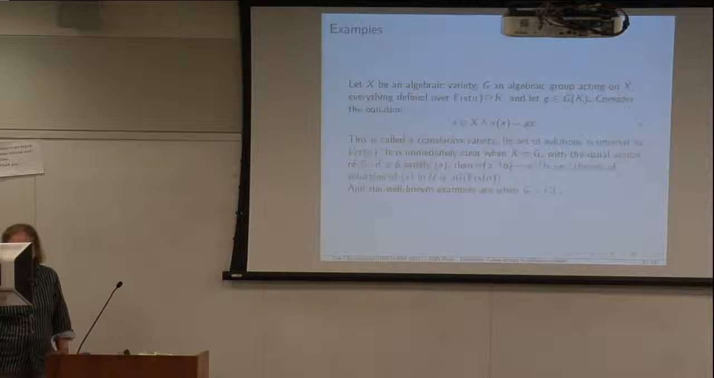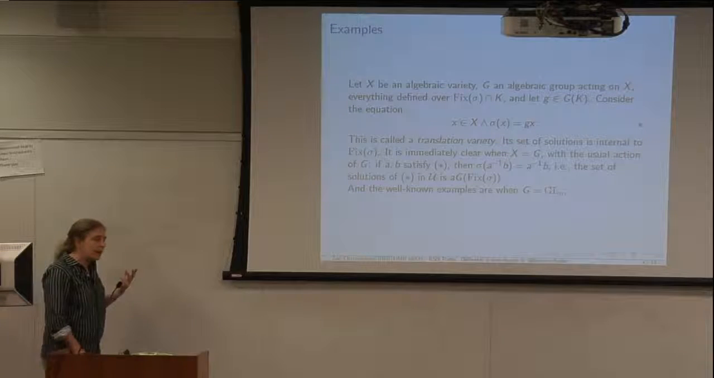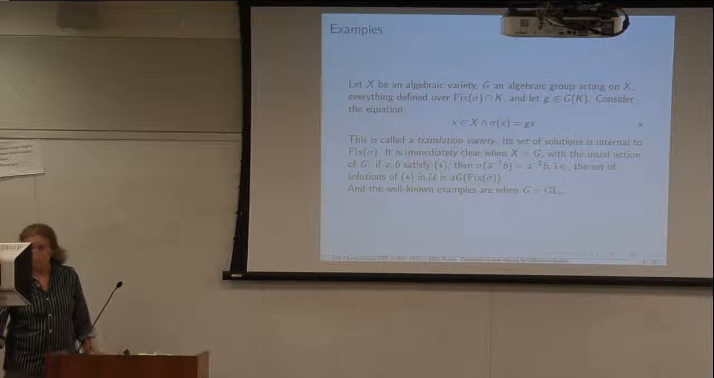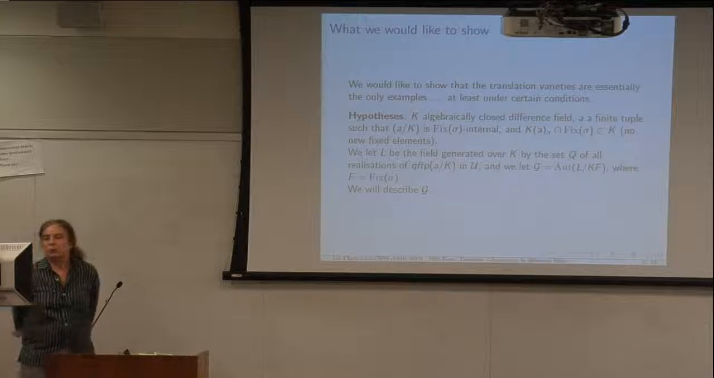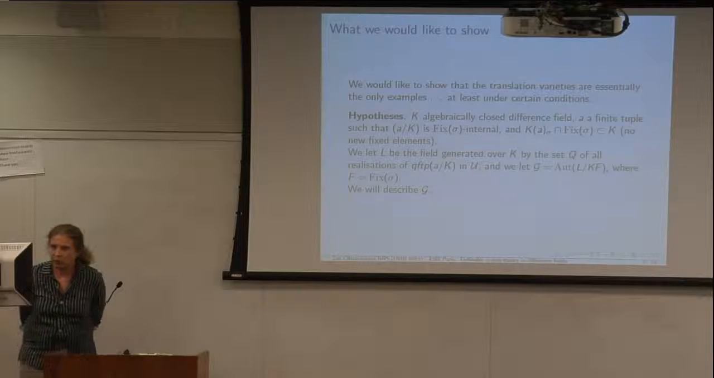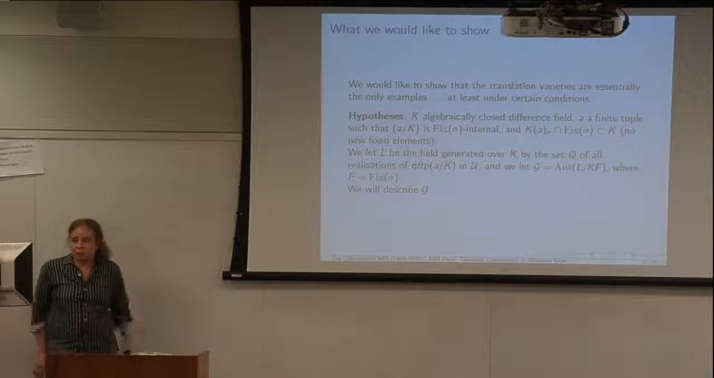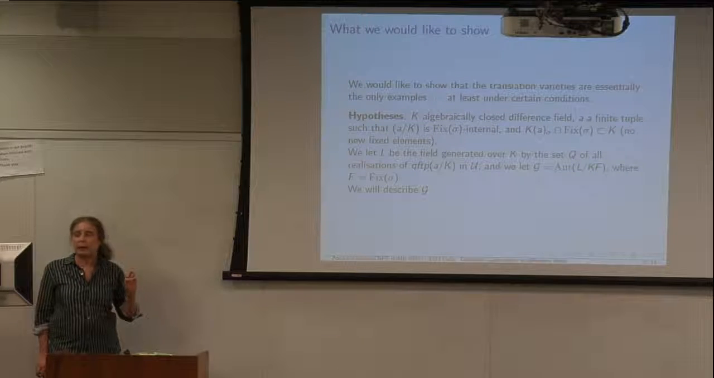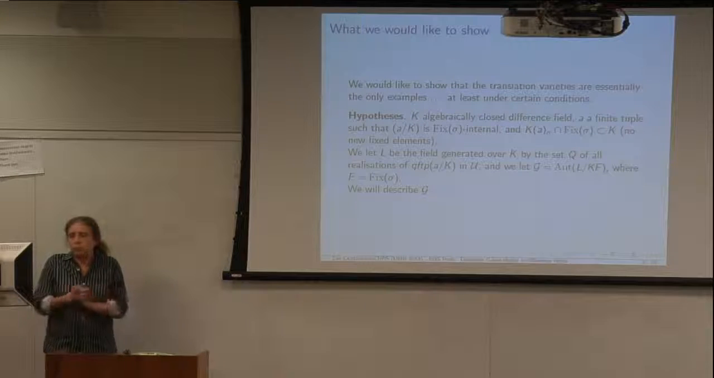So the things I defined here are what's called translation varieties. And you would like to say that all the examples are like that, more or less. Well, this is not true. But sometimes it is true. So again, I have K algebraically closed, I have A, a finite tuple. I'm assuming not only that A over K is fixed sigma internal, but actually that K of A sigma, the difference field generated by A over K, contains no new fixed element. So that's important.